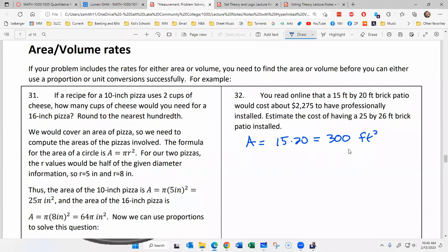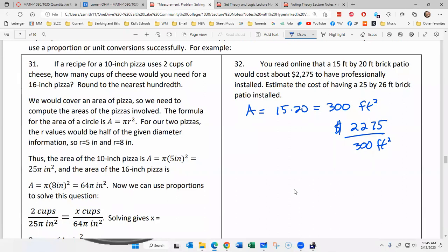So the area of the original one, the advertised one, would be 300 square feet. So we could create a conversion factor. It costs $2,275 for 300 square feet. This conversion factor converts area to money.